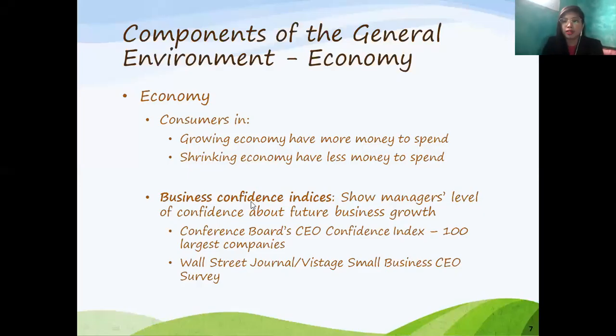For the business confidence indices, this shows managers' level of confidence about future business growth. So for large companies, we have the Conference Board CEO Confidence Index, wherein the largest measurement is 100. Okay, and then for the small business, we have here the example from the Wall Street Journal. They have the CEO survey.